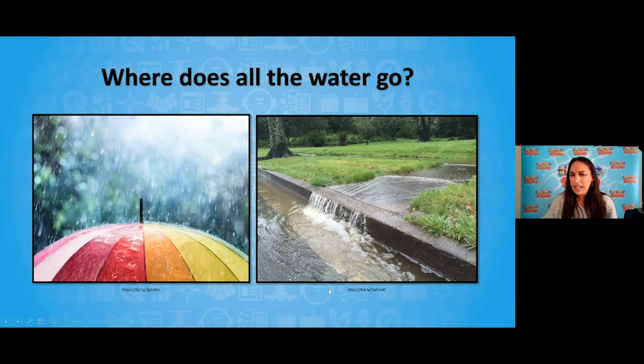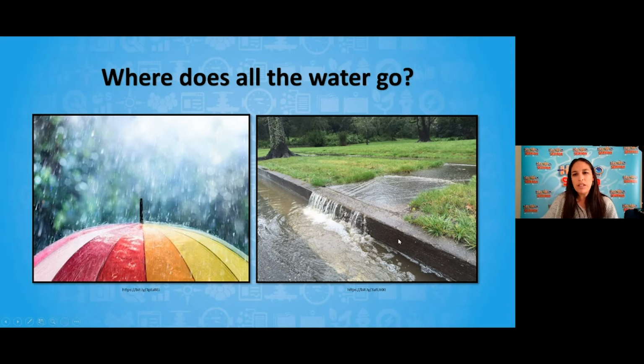Now, late last night, I heard some rain pounding on my roof. It doesn't happen very often here in San Diego County, but when I'm looking at the rain, one of the things I'm always thinking about is I see puddles and I see water, and I often wonder to myself, where does all that water go?